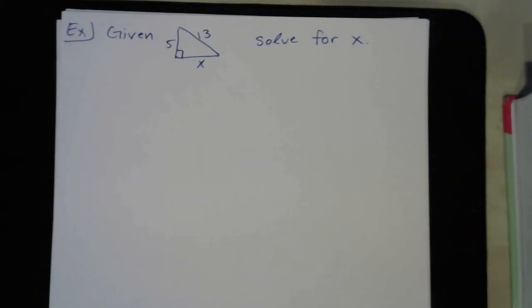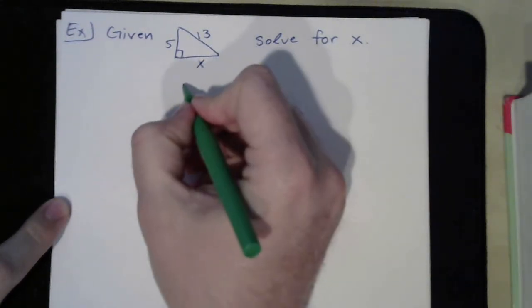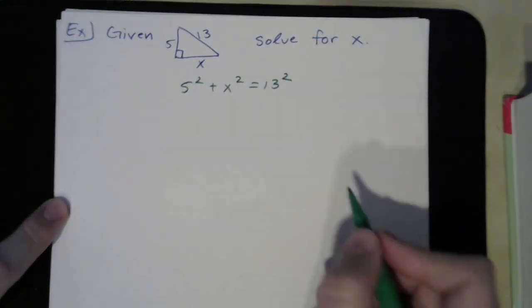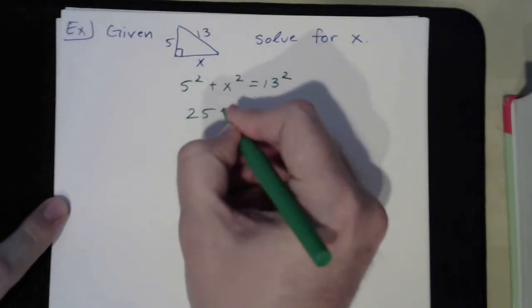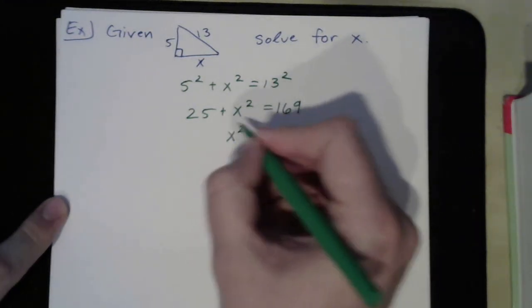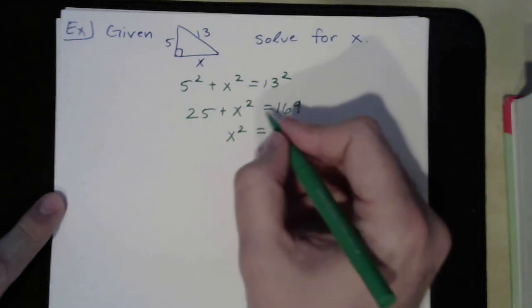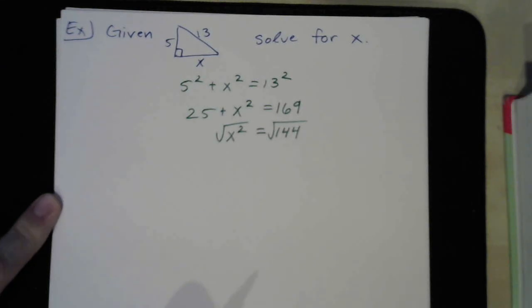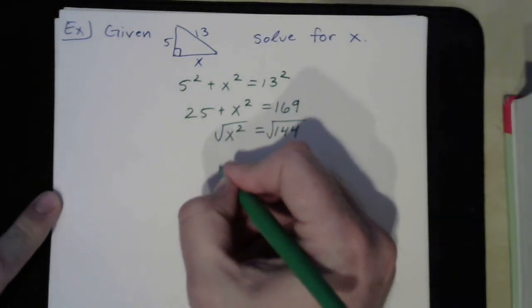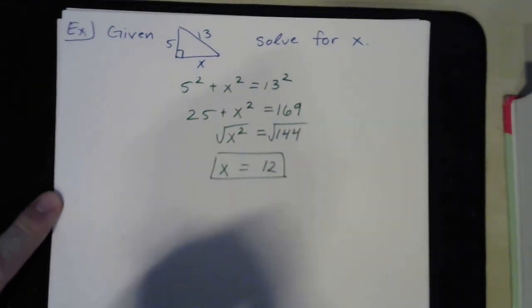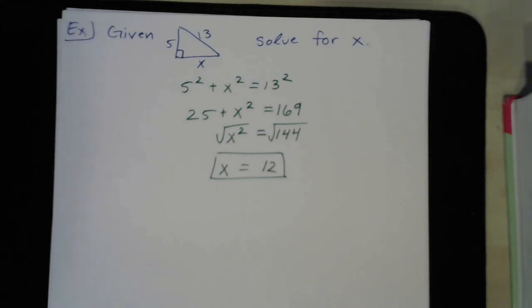So this is the classic Pythagorean theorem question. You're just applying the theorem. So since our hypotenuse is the 13, 5 squared plus x squared has to equal 13 squared. And so we have 25 plus x squared equals 169. Subtract the 25 over and we get x squared equals 144. Square root, square root. Square root of x squared is x equals 12. And that's our answer. Easy peasy.